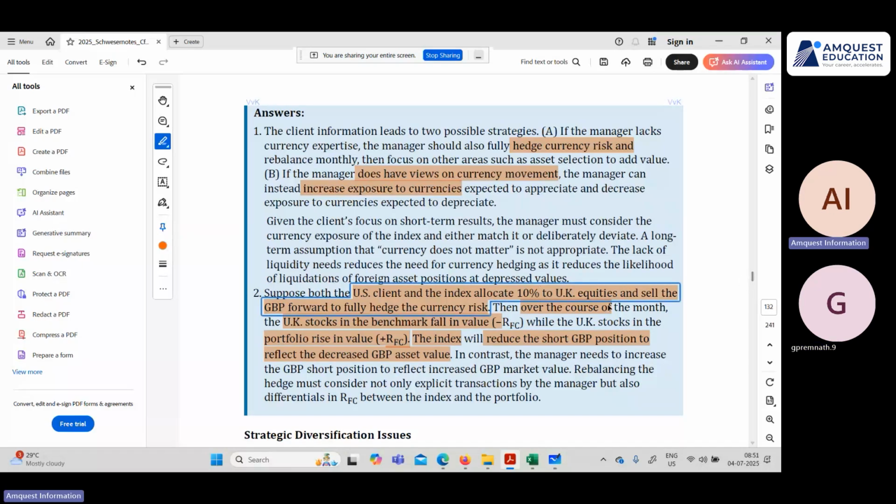ठीक है, तो ध्यान रखना कि जो रीबैलेंसिंग कॉन्सेप्ट है वो एक बार अपनी पोजीशन को हेज करने के बाद वो बाद में चेंज करने के बारे में रीबैलेंसिंग कहते हैं. ठीक है, तो यहाँ पे देखो, he fully hedged the currency risk and then over the course of action whatever has happened he's again going to do that. Yeah, awesome. Okay.